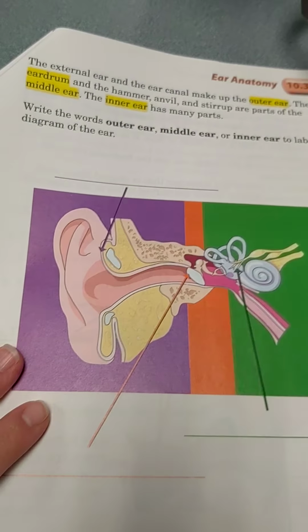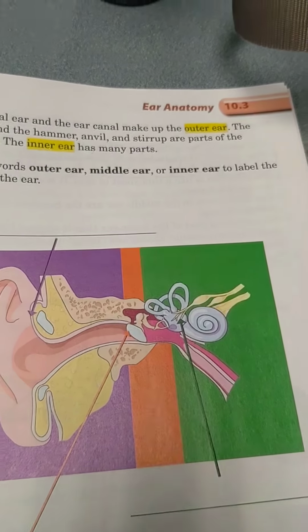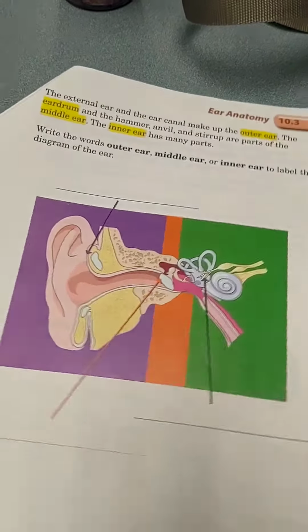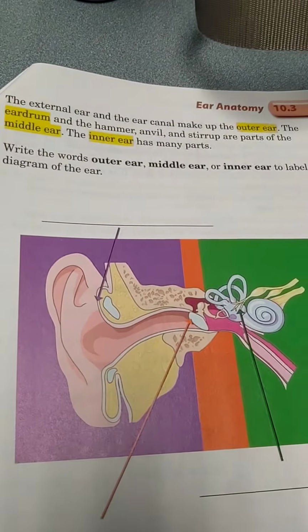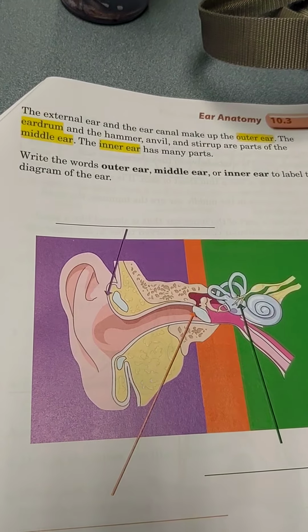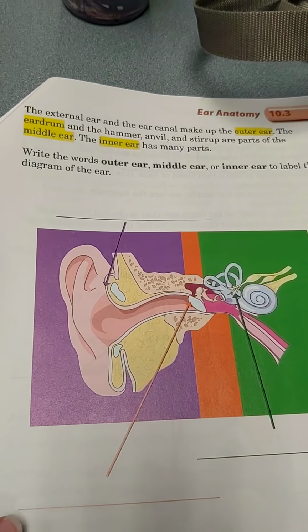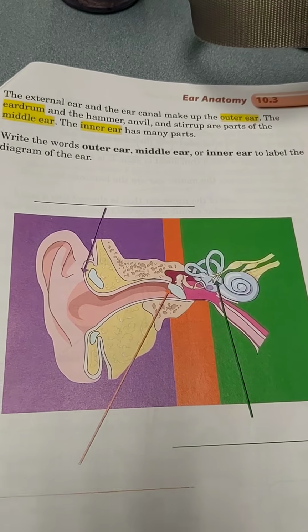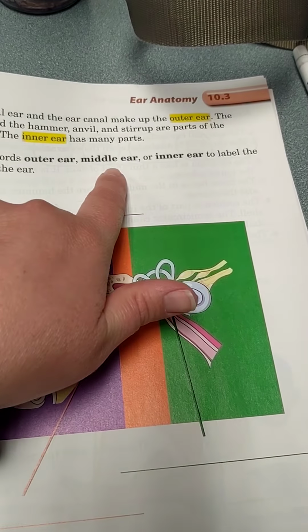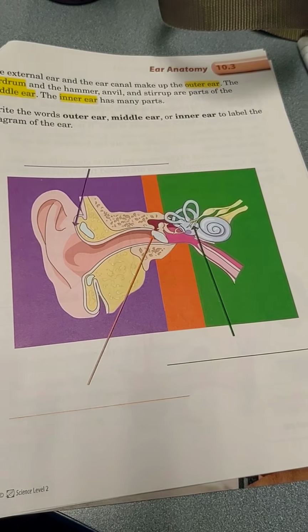Okay, so today we're going to do the Wednesday science lesson, and it's 10.3, ear anatomy. So we did this last time. You just flip it, and it looks like this. It says the external ear and the ear canal make up the outer ear. The eardrum and the hammer, anvil, and stirrup are parts of the middle ear. The inner ear has many parts. Write the words outer ear, middle ear, or inner ear to label the diagram of the ear.